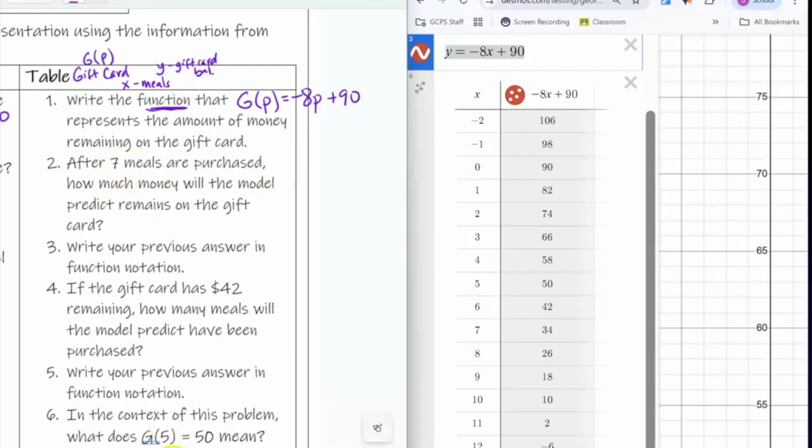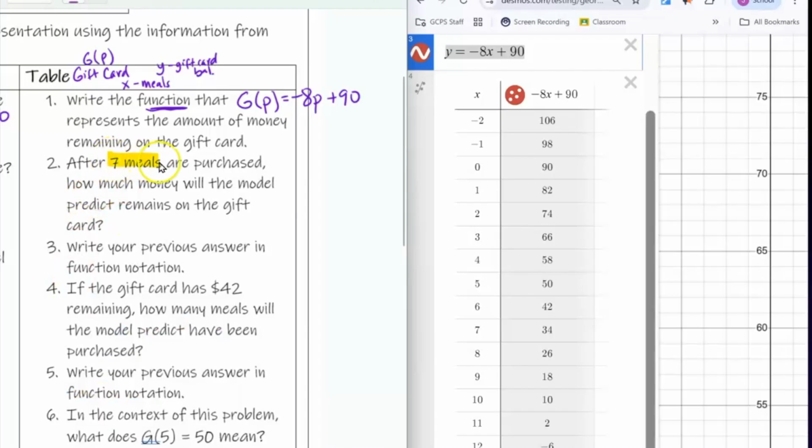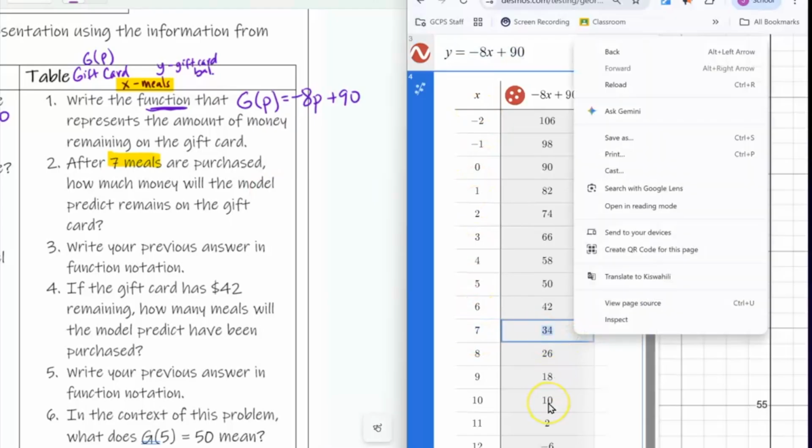After 7 meals, let's decide what the word 7 means. Meals, is that my X or my Y? You can see it's my X. So after X is 7, how much money will the model predict remains on the gift card? When X is 7, I'll have $34 left.